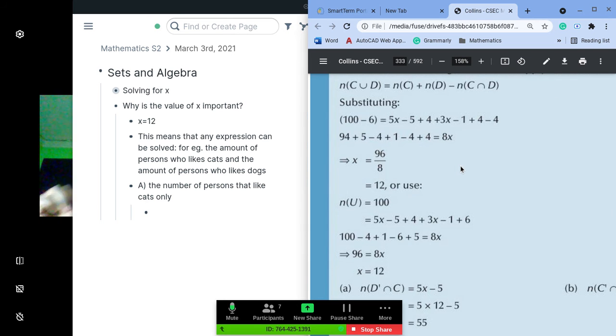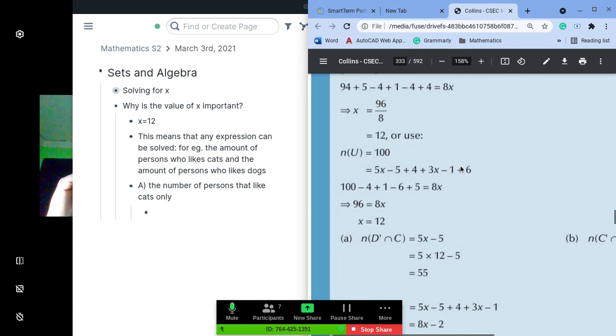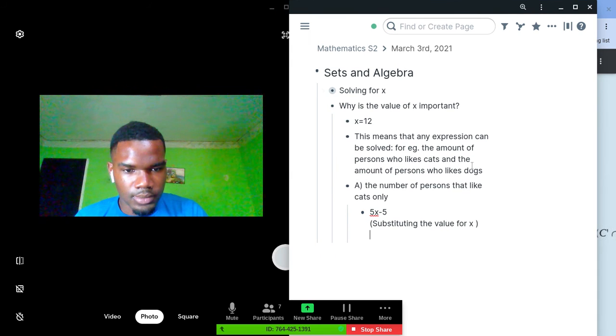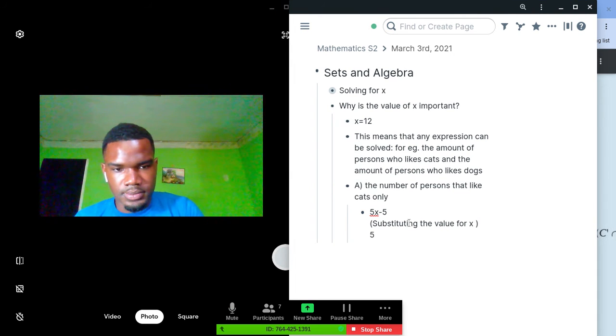Alright. Now, to find out how many persons like cats, let's write that formula. 5x minus 5. And we're going to put in brackets, substituting the value for x, we get no longer 5x minus 5, but what do we get now? 5 times, what is the value of x?